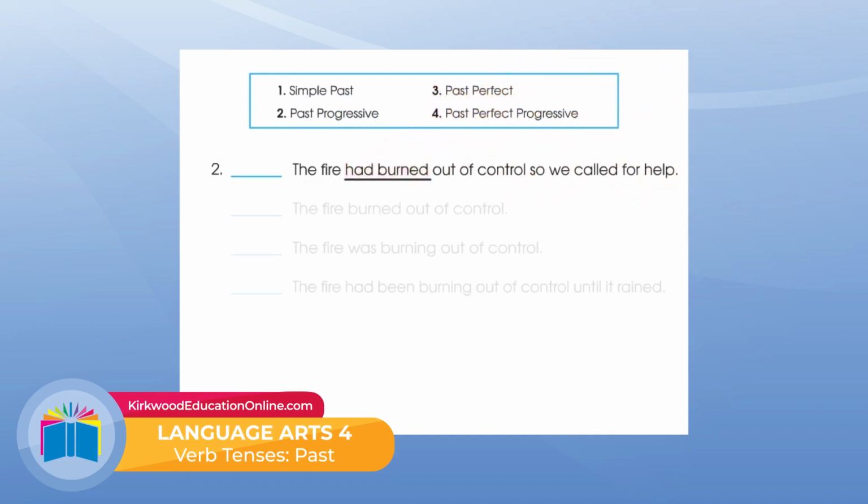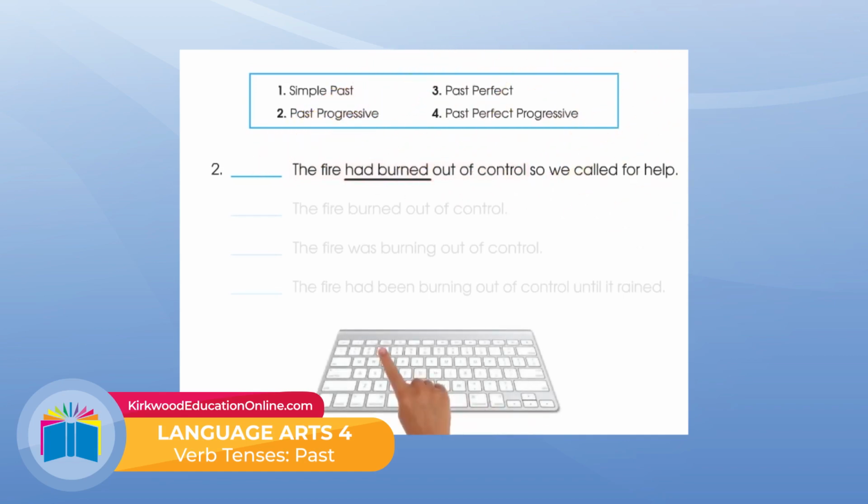Now, as you recall, past perfect tense is used to refer to actions that took place and were completed in the past. So the fire had burned out of control. So it already burned out of control. Okay, an action that had already taken place. So number 3 is written on the line and then typed on your computer. Do it just like I'm doing.